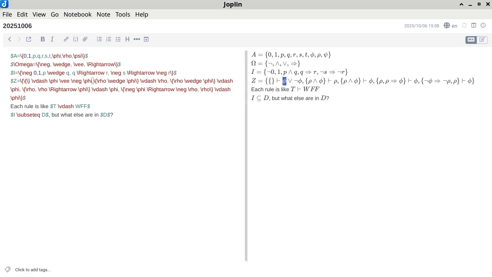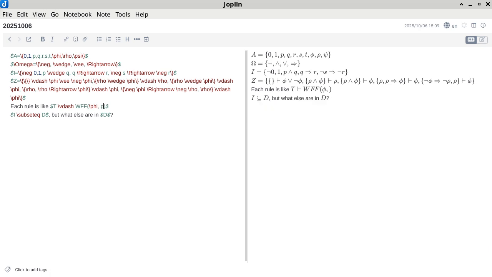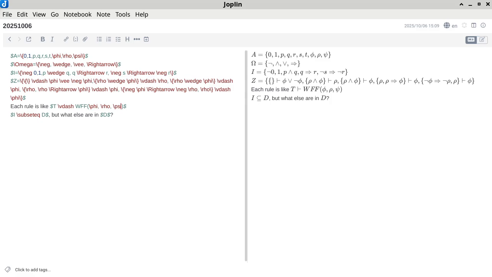We can even use WFF as an expression that is parameterized using the three Greek letters. So we have phi, we have rho, and then we have psi over here. Whether all three are going to be used or not, we don't care. We can have one that is not used at all. All right. So now we'll talk about the set D.